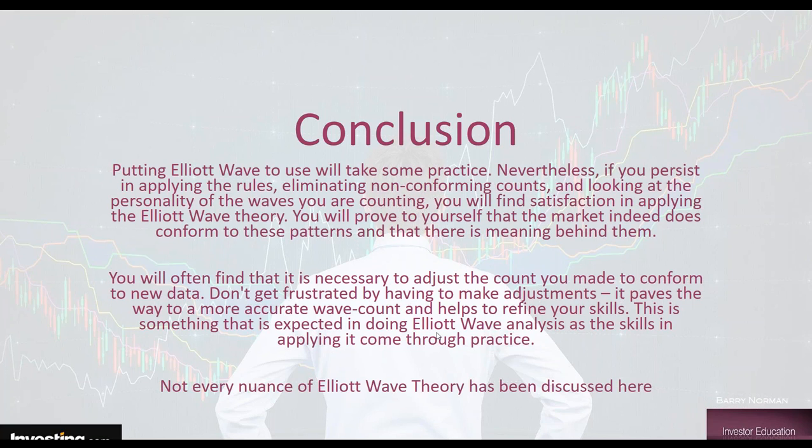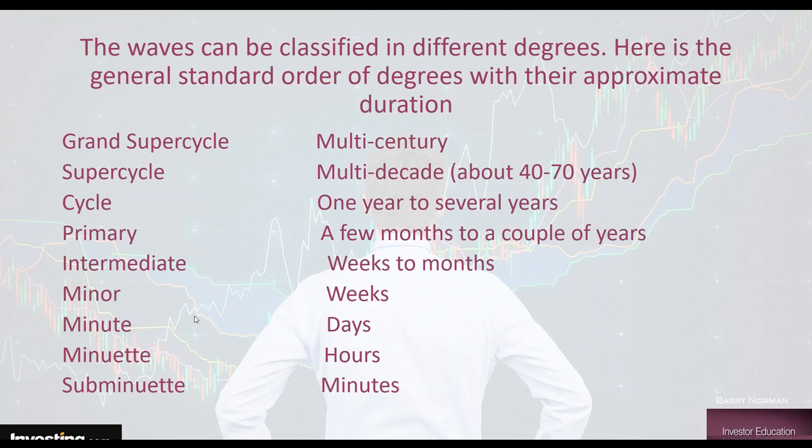This is something that is expected in doing Elliott wave analysis, as the skill in applying it comes through practice. Not every nuance of Elliott wave theory has been discussed here. There are all different types of little possibilities. You have to practice this to get to understand it. There are all different types of interpretations. We have grand supercycles, cycles, primary cycles, intermediate cycles, on and on.